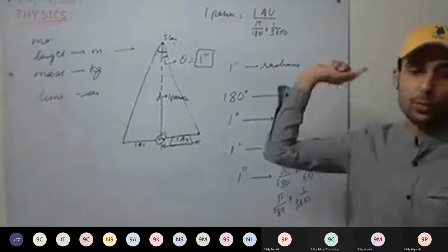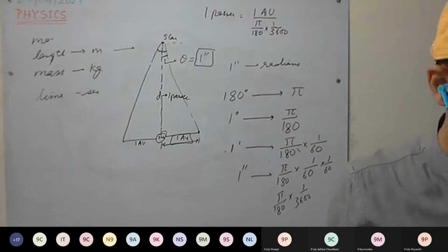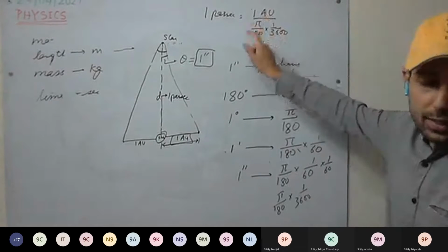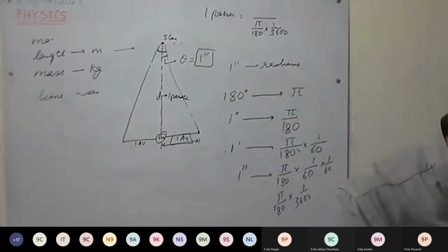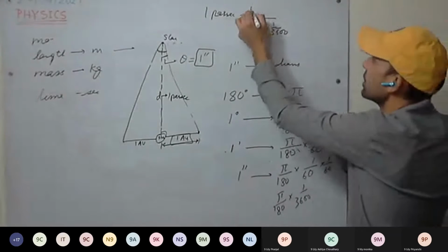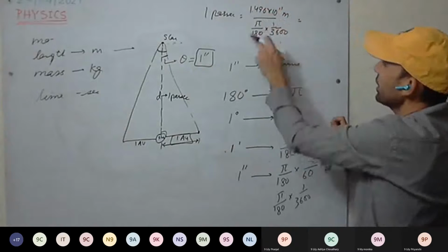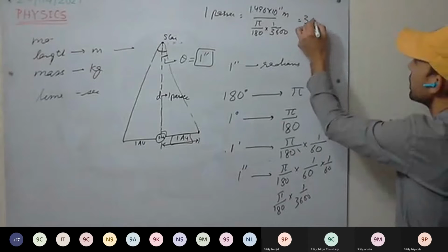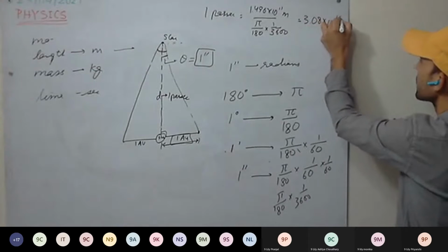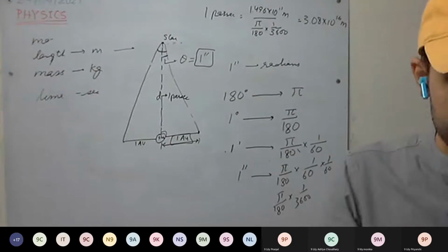So 1 parsec in numerical value, if we solve, 1 AU we can write in meters as 1.496 into 10 raised to the power 11 meter. When we solve it, it comes out to be 3.08 into 10 raised to the power 16 meter, that is 1 parsec. Have you understood or do you have any doubt?